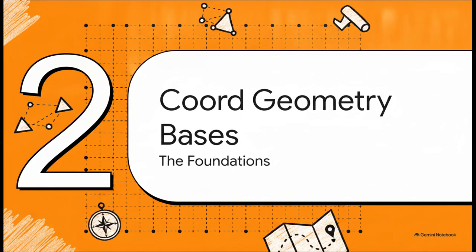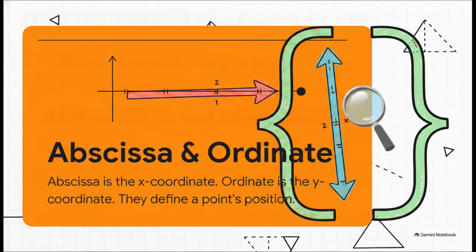All right, Section 2. Coordinate geometry foundations. So you already know your way around x and y coordinates, right? But in geometry, we use specific formal terms. The abscissa, that's your x-coordinate. Think of it as the horizontal distance of a point from the y-axis. On the flip side, we have the ordinate. That's your y-coordinate, which measures the vertical distance of a point from the x-axis. Now, it is so incredibly easy to mix these two up, so lock these definitions into your memory right now. Abscissa is x, ordinate is y.